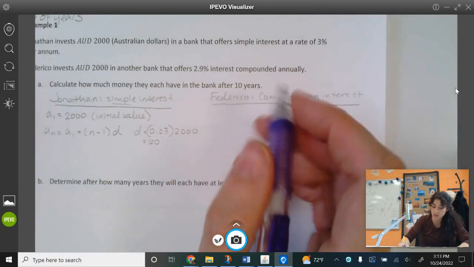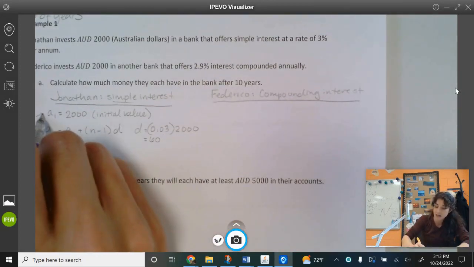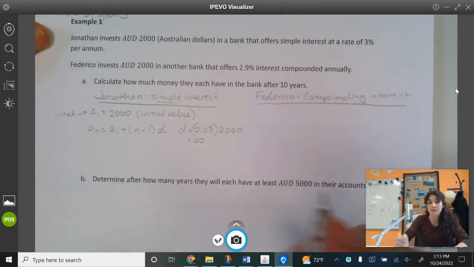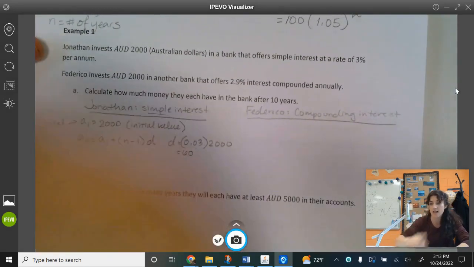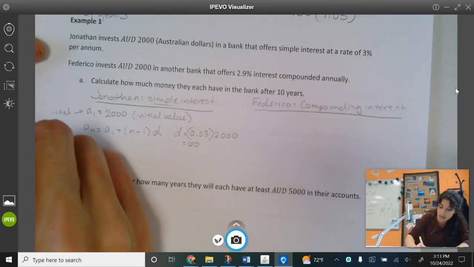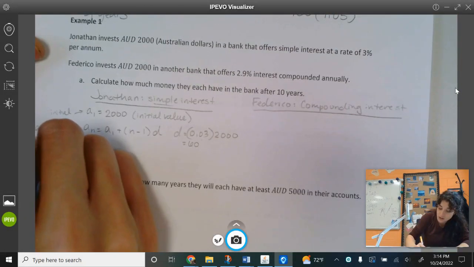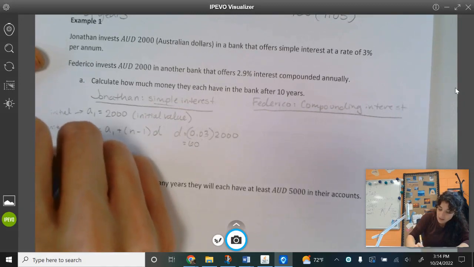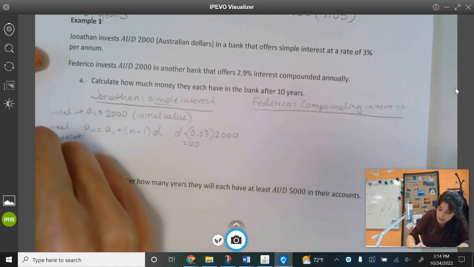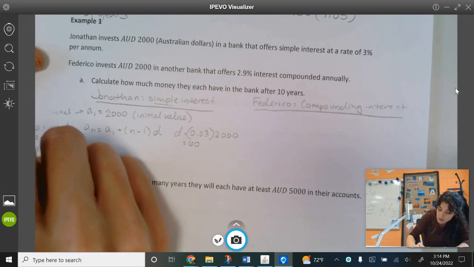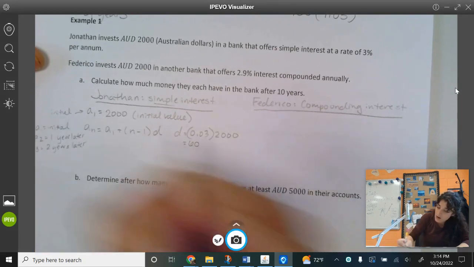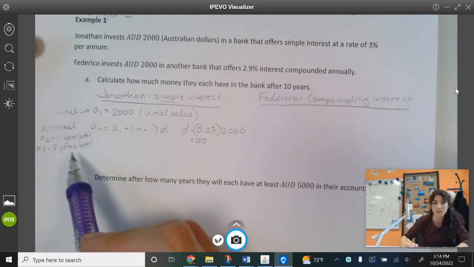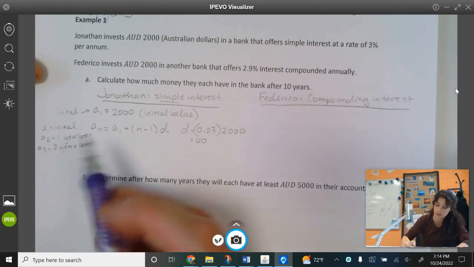If we want to know after 10 years, A sub 1 is the initial. And maybe we want to make a list to try and make sure that we are setting up our notation correctly. So A sub 1 is initial. A sub 2 would be 1 year later. A sub 3 would be 2 years later. So if I want 10 years later, I'm going to have to do A sub 11. Notice it's plus 1 of the years later.